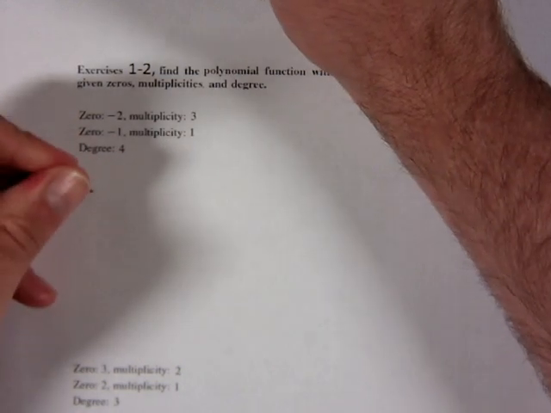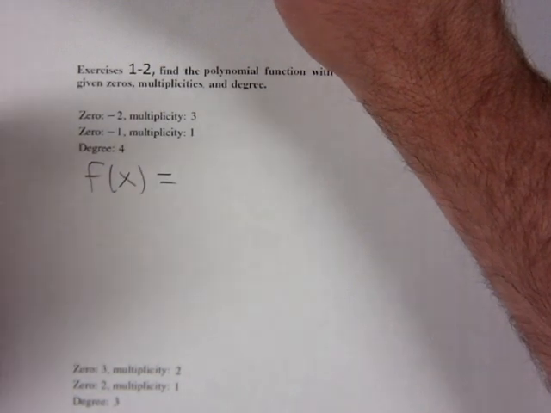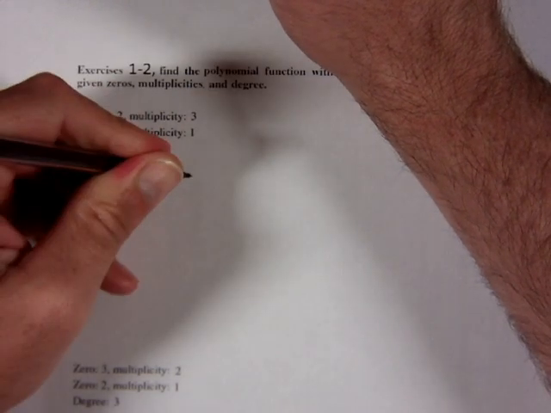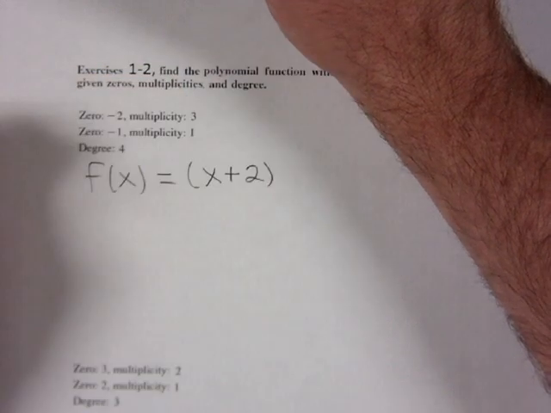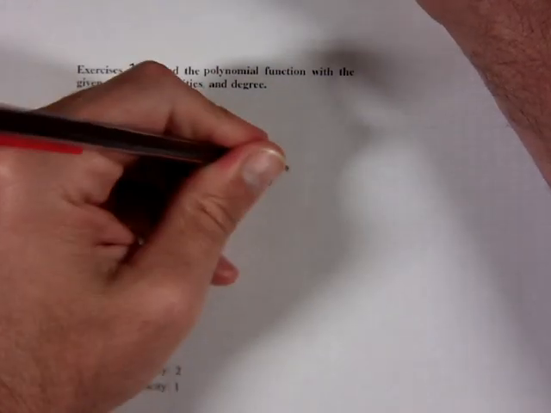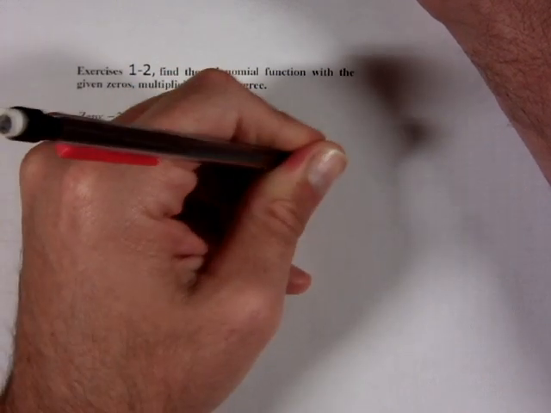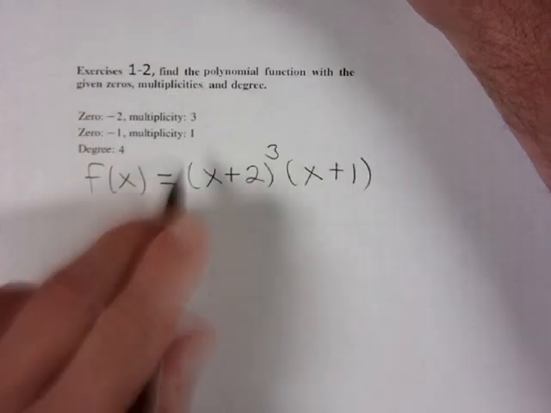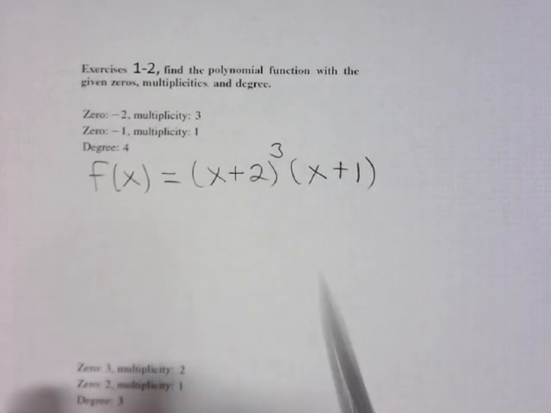So it would be f of x equals, okay? For my first 0 at -2, that would be x plus 2. And remember, the multiplicity is 3, so I'll raise that to the third power. And for the other 0, that would be x plus 1. And that's a multiplicity of 1, so I will just leave it at the first power. So again, I've used the zeros and the multiplicities to write the function out in factored form.